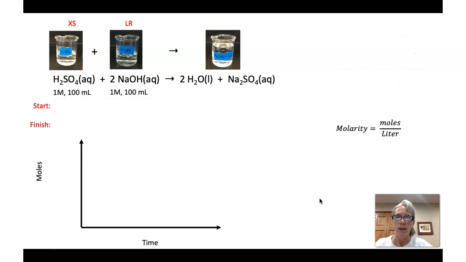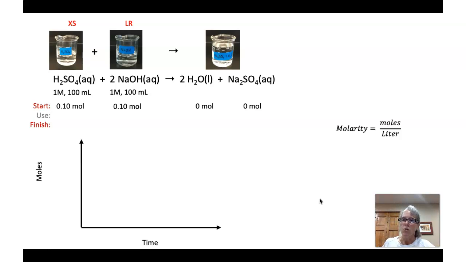Okay, so what do we have of each of these to start? Well, we've got 1 molar of each, and they're 100 mils. So using our equation, we see that we have 0.1 moles of each of the acid and of the base. Now, how much do we have of the product? Well, that's really easy. The reaction hasn't happened yet, so we have 0 moles of both of the products.